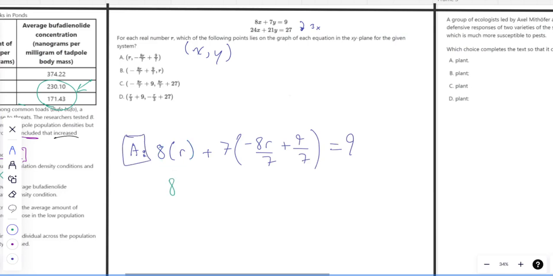So 8 times r is 8r. 7 times all of this, well, since these have a denominator of 7 everywhere, is going to be minus 8r and then plus 9 equals 9. And definitely I see here that 8r and minus 8r will cancel out. And I'm left with 9 equals 9, which is a true statement. That is answer choice A. Makes sense, I hope.